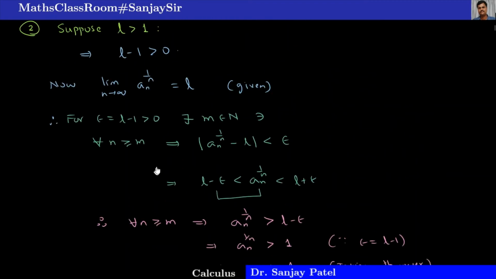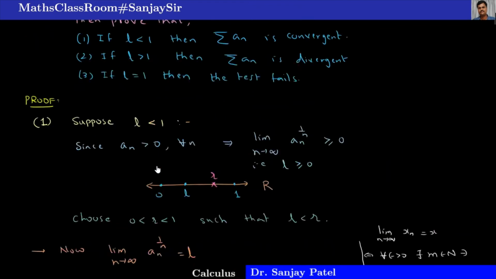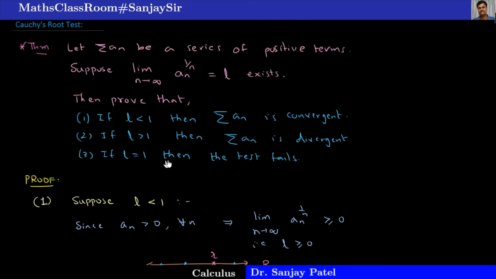And now the last case, which is in the given statement, for L equal to 1, the test fails. You want to show that this test fails for L is equal to 1. Means just finding the limit L, you cannot determine the convergence.